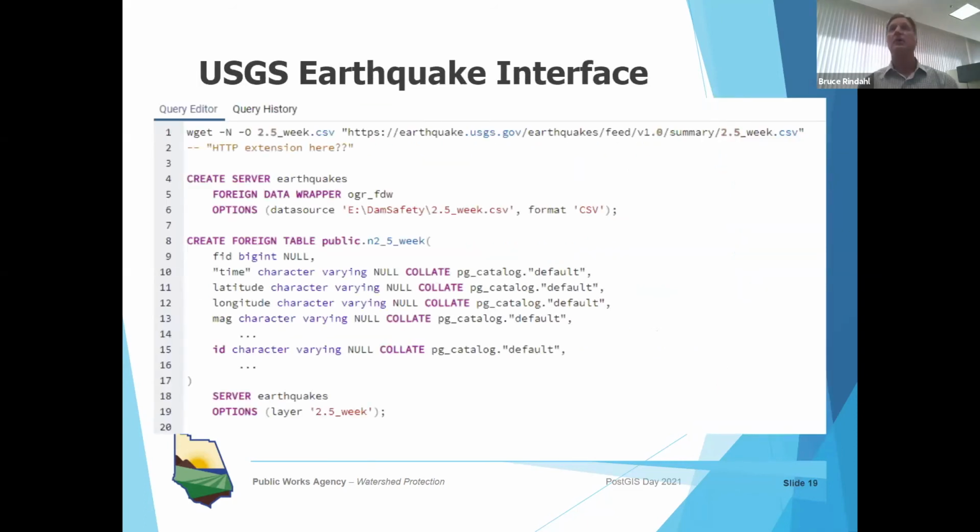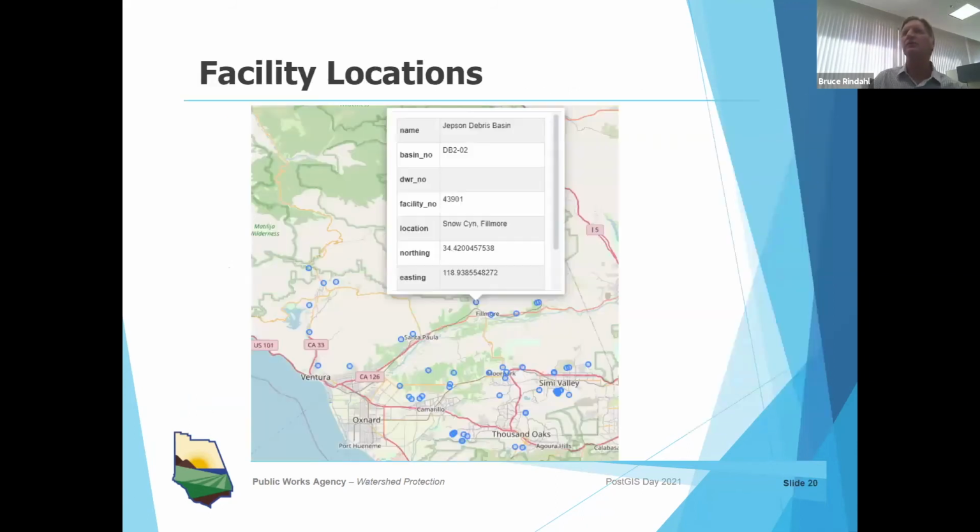Here's the pseudocode for that. First, we do the wget to get the latest CSV file. I'd like to do a direct connection with curl or some other method, but I haven't figured out quite how to do that. So we link our foreign data wrapper to where the CSV file is stored. We create a foreign table that connects to it, and we now have a table that's directly linked to the USGS information. So now we do some more PostGIS magic.